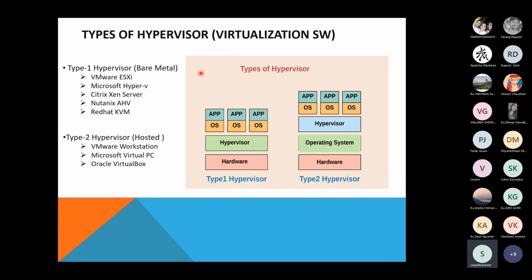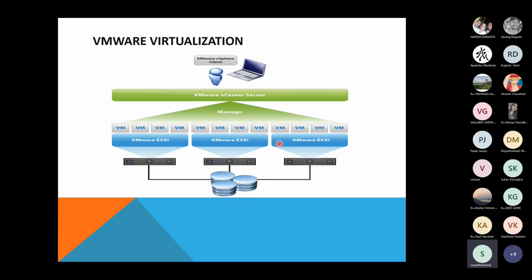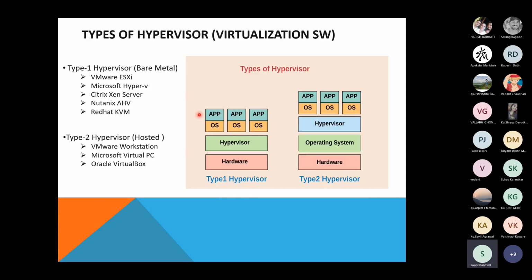Okay, now there are two types of hypervisor, and industries mostly use type 1 only. Type 1 is the one which sits directly on the hardware. ESXi is sitting directly on this server. This is a physical server in the data center. And after that, you can create virtual machines.